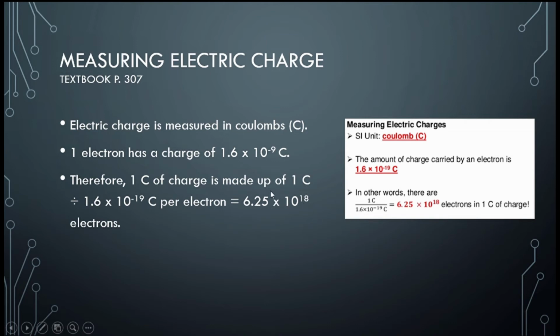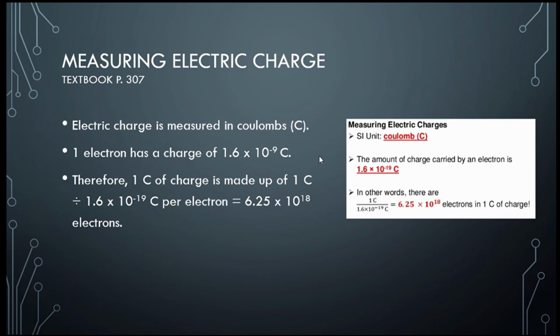Can you get this? To understand this, suppose that I have a question for you. The first question, what is the SI unit of electric charge? Yeah, the answer is coulomb. Another question, what is the amount of charge carried by an electron? Yeah, it is 1.6 times 10 to the power of minus 19 coulombs.